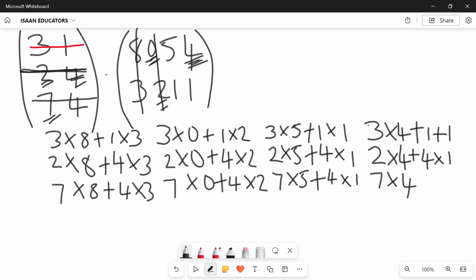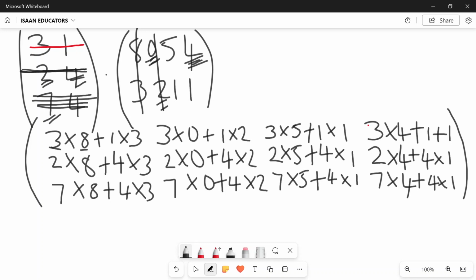So you are taking this element in this row, that is 7, 4. Then we are going to multiply with the elements in this column in the second matrix. So it is 7 times 4. Then you're going to add 4 multiplied by 1. So you're going to enclose this one in a bracket. So we are now going to multiply them directly now.